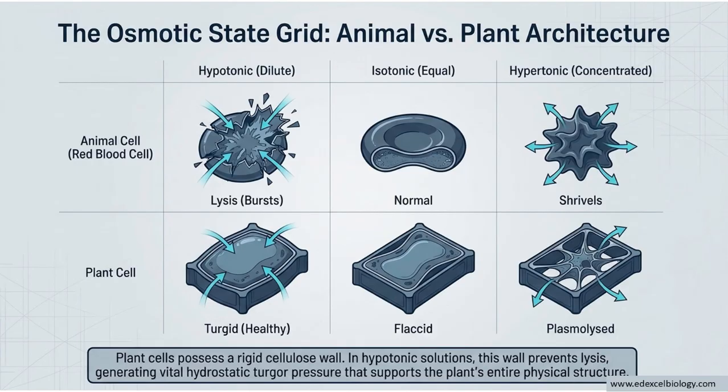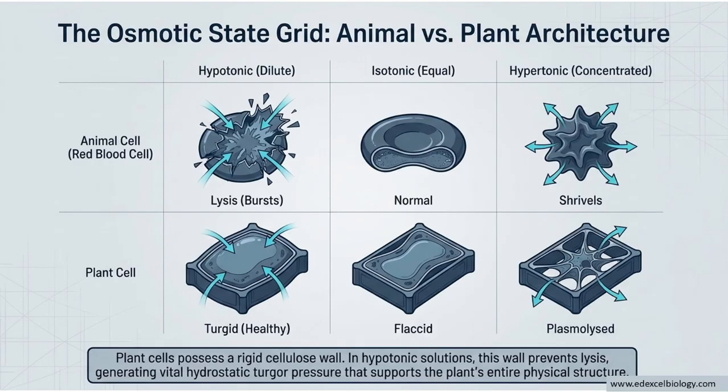Turgor pressure, that's what keeps them standing up, right? Fundamentally, yes. It gives non-woody plants their structural integrity. It keeps stems upright and leaves expansive to catch sunlight. And conversely, in a hypertonic environment, water leaves the plant cell. The membrane peels away from the cell wall, a process called plasmolysis, and the plant wilts.